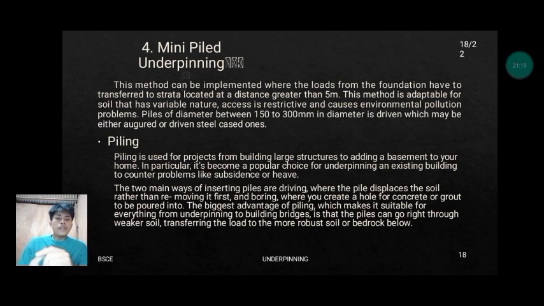So moving forward, we have mini piled underpinning. This method can be implemented where the loads from the foundation have to be transferred to strata located at a distance greater than 5 meters. This method is adaptable for soil that has variable nature, where access is restricted, and where there are environmental pollution problems. Piles are between 150 to 300 mm in diameter, and are either augured or driven steel cased ones.